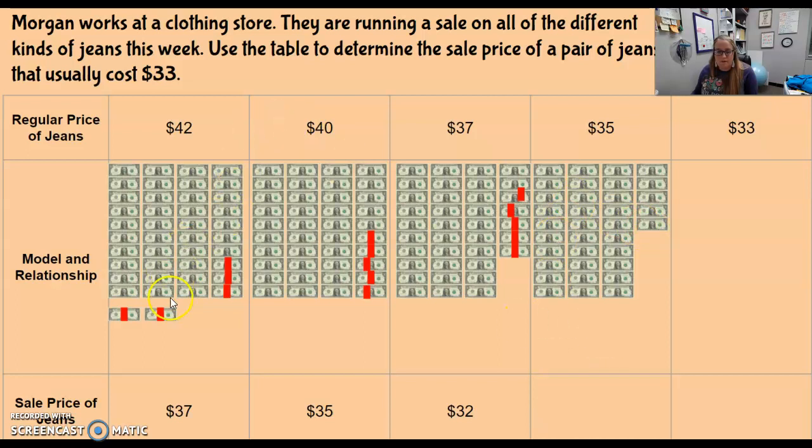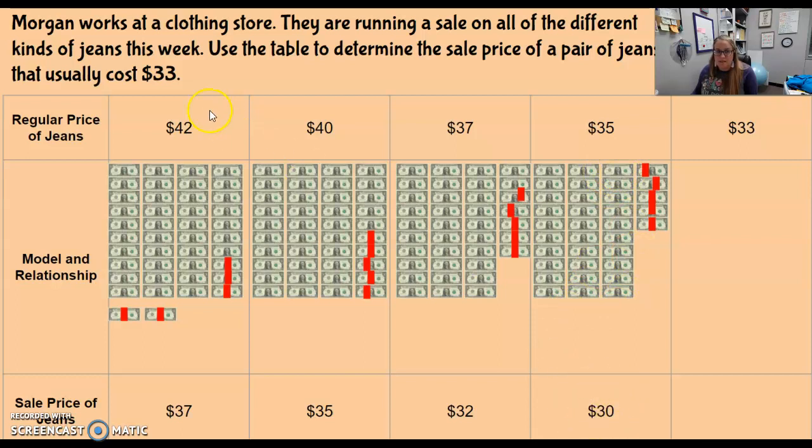So we took away 5 here. We took away 5 here. We took away 5 here. How much do you think we're going to take away here? If you said 5, you're correct. So let's take away 5. 1, 2, 3, 4, 5. So how much is left over? 10, 20, 30. So I'm going to put the $30 right here in this box for the sales price.